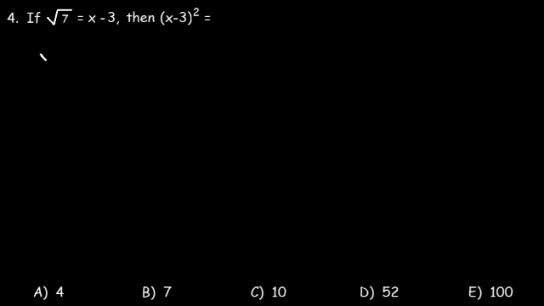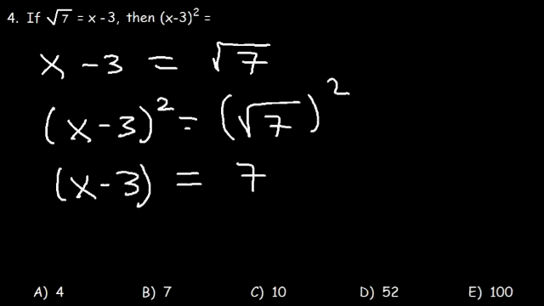If x minus 3 is equal to the square root of 7, then we could square both sides. Then x minus 3 squared must be equal to the square of square root 7. Now, square root 7 squared is simply equal to 7. Here's why. The square root 7 squared is the same as the square root 7 times the square root 7. This 2 on top means that we have two square root 7s that are multiplied to each other.